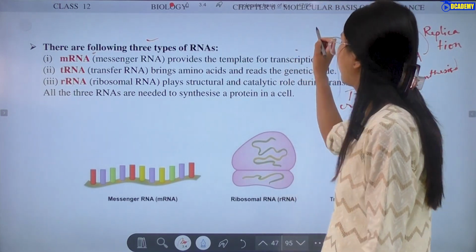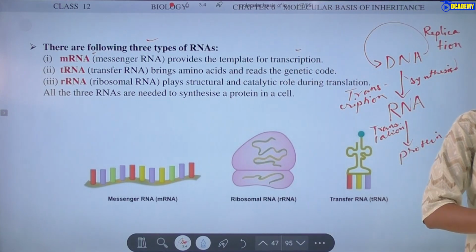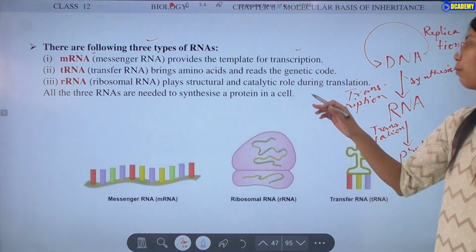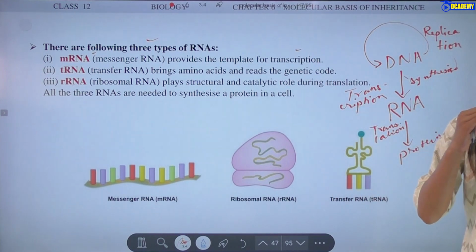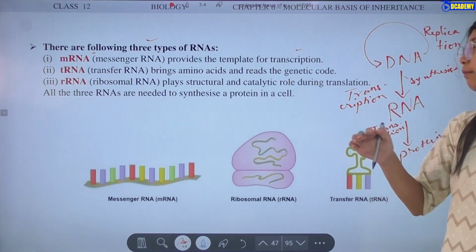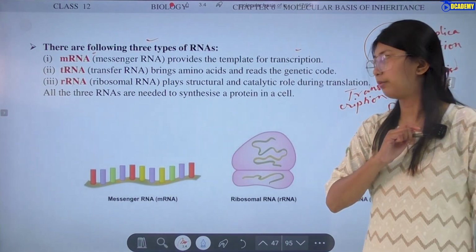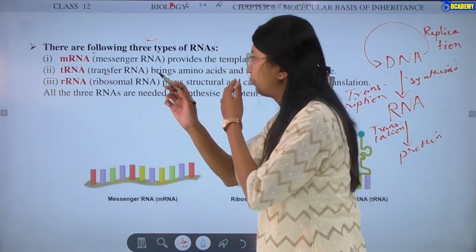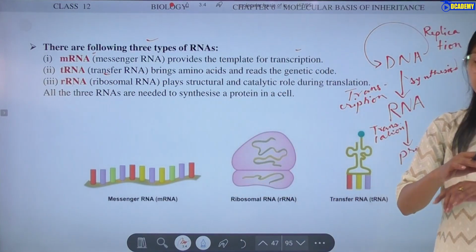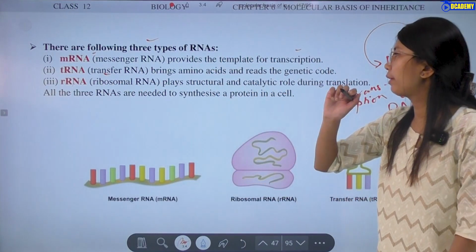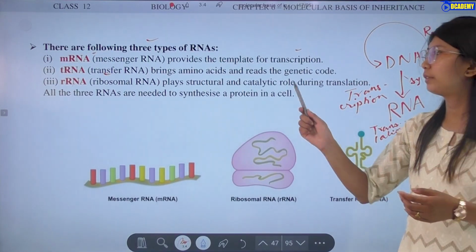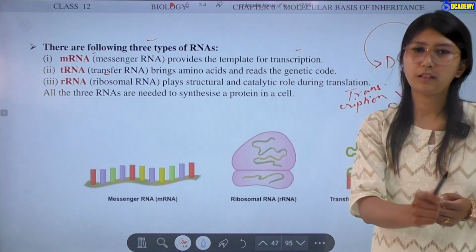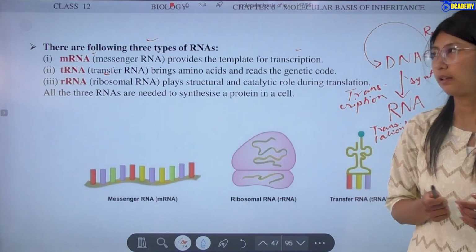It provides a template for transcription. mRNA is formed by transcription and serves as the template. tRNA is a transfer RNA which brings amino acid and reads the genetic code.